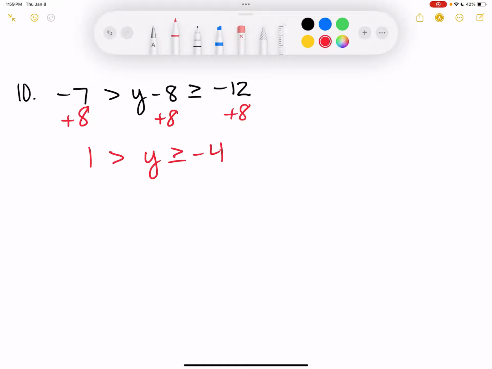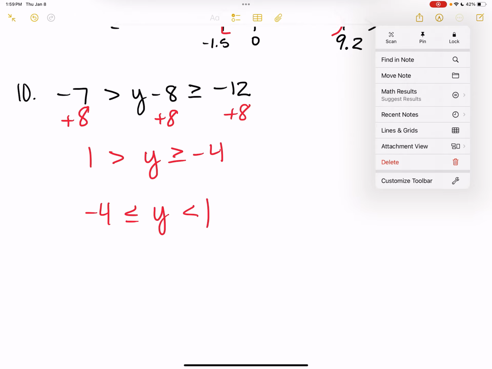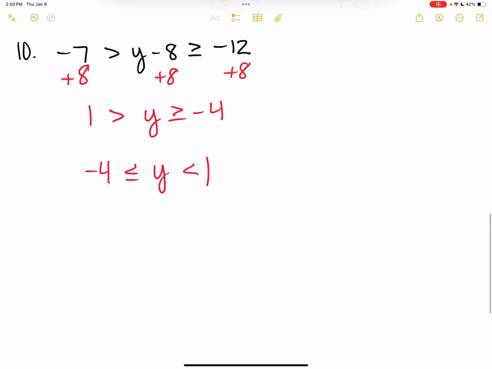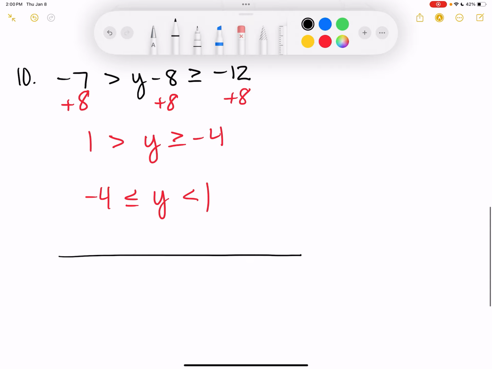All right, so we flip this over. So I have -4 is less than or equal to y is less than 1, because I want them in numerical order. Notice I flipped the entire thing over, and then I can graph this one. All right, so this is going between. I have a bracket at -4 and a parentheses at 1 and shade between. Another Frankenstein smiley face.